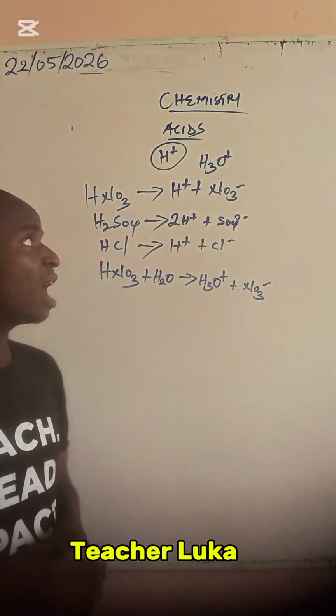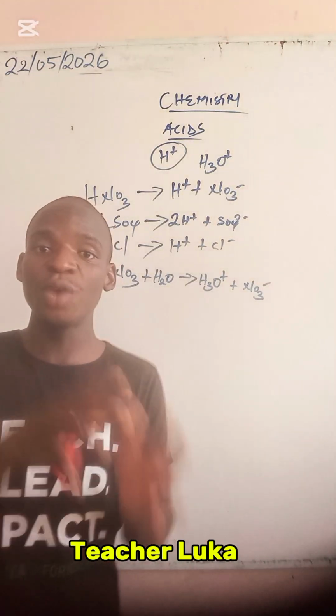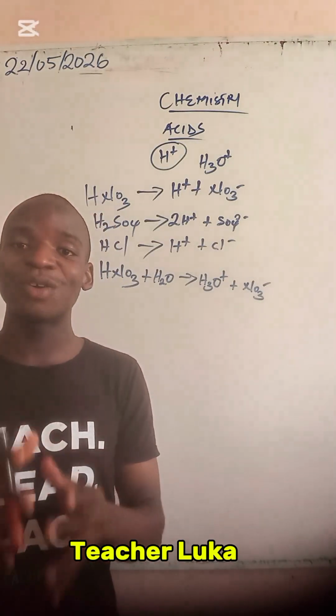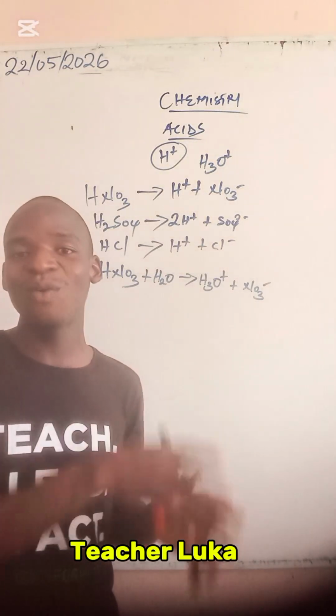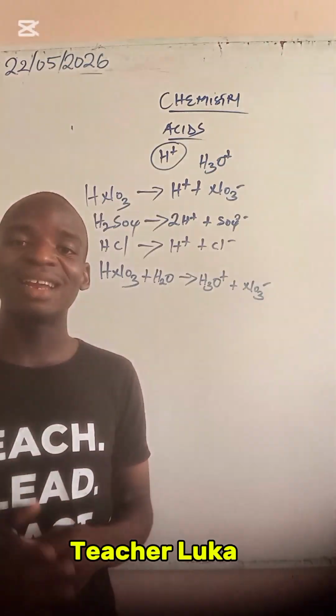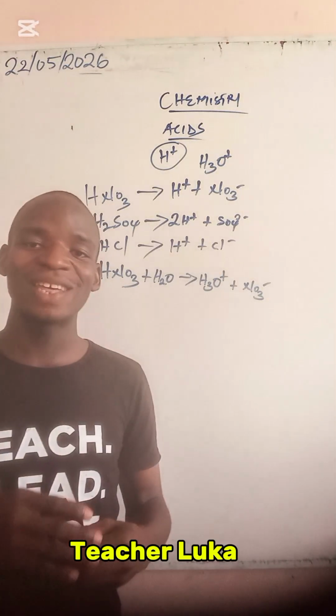Of course, we have types of acids, like the weak and the strong acids. We have the weak acids, which are those acids that ionize partially in water. And we have the strong acids, which ionize completely in water. In our next video, we are going to check that.